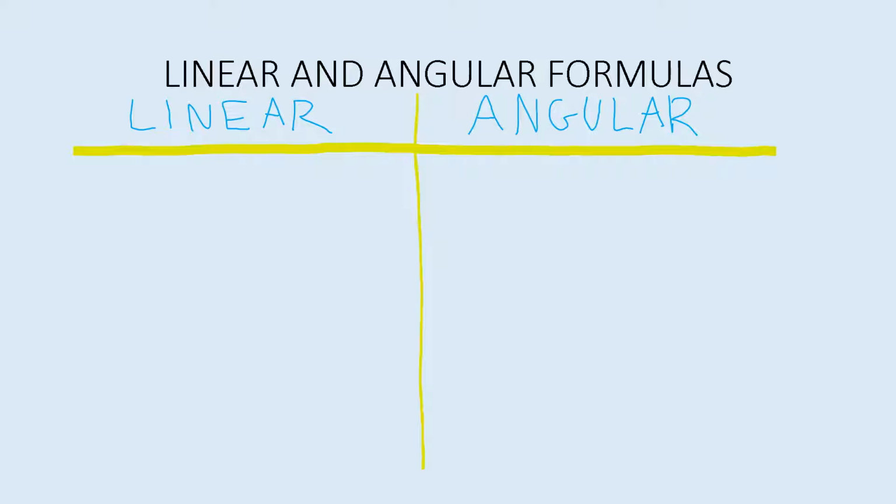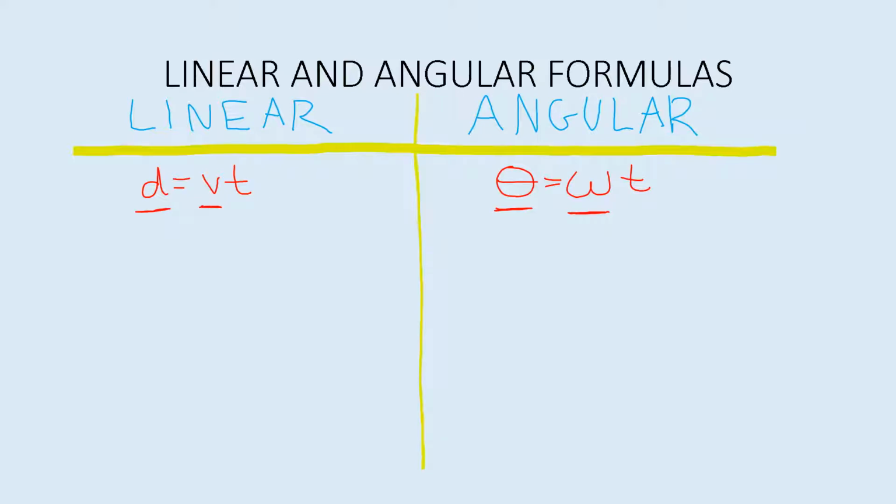So first, for our linear formula, we have distance equals velocity times time. And the corresponding angular formula would be theta equals omega times time. And as you can see here, the position is represented by the theta and the angular velocity is represented by the omega. So we're simply plugging those in for distance and velocity in our linear formula.